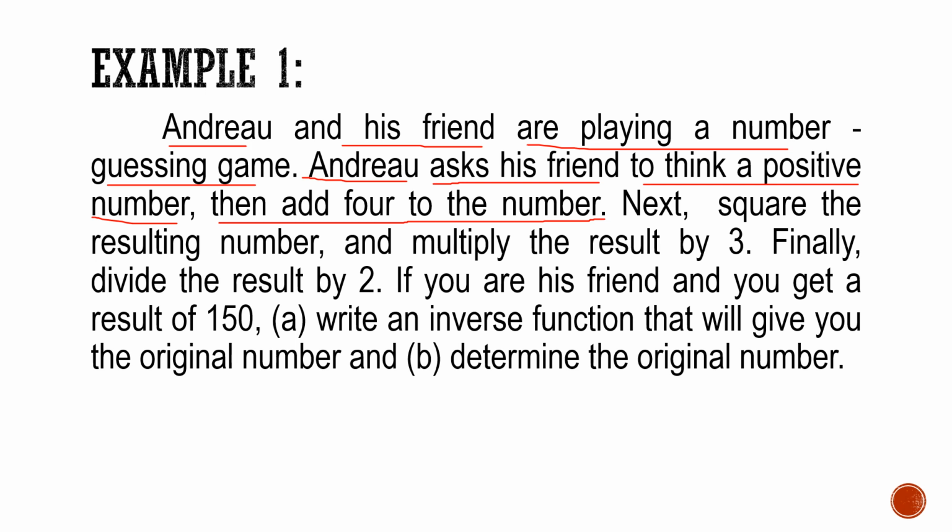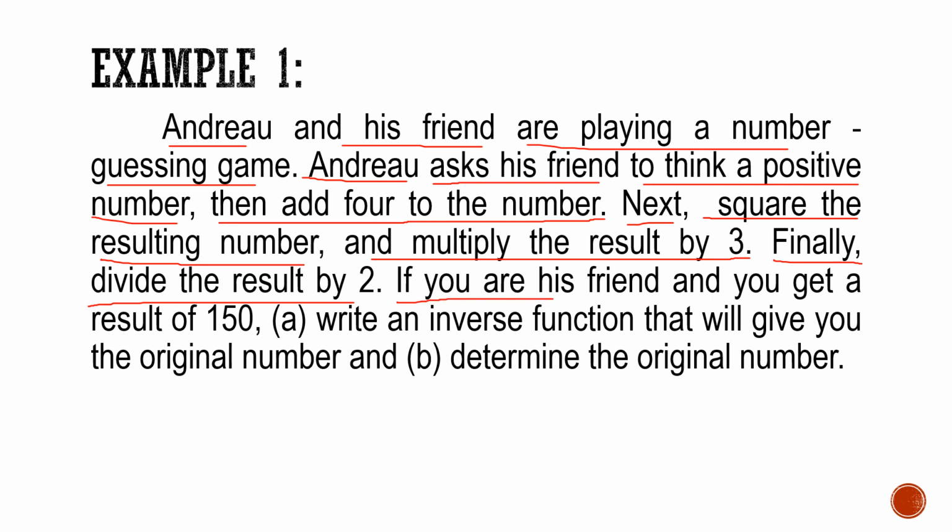Next, square the resulting number. So whatever the result of your positive number plus 4, we take the square of the resulting value and multiply the result by 3. So after multiplying the resulting value by 3, finally divide the result by 2. So we're asked to divide the result by 2.